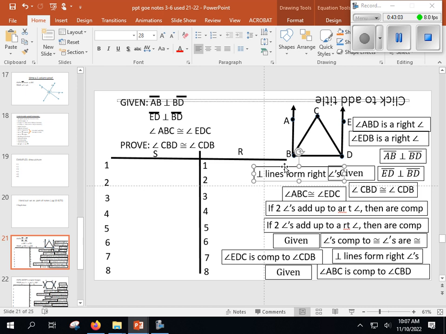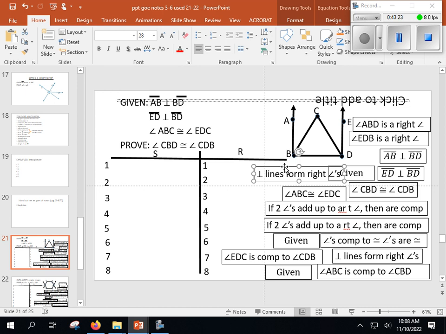Alright, then it tells us what? Angle ABC. So that's A, B, C. That's this angle right here, isn't it? Yep. So that angle is what? Congruent with angle EDC. EDC, that's this angle right here.